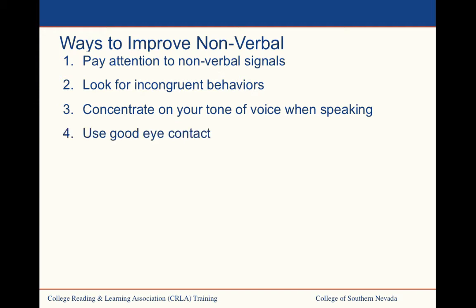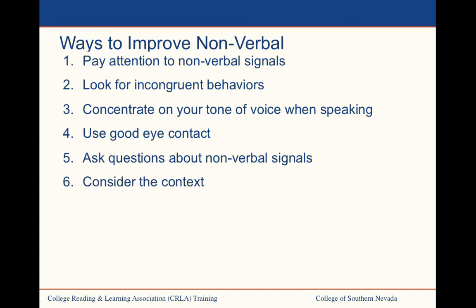Eye contact is very important. It will help you catch those nonverbal messages. It also lets the student know that you care about them and are paying attention. If you're not sure what someone means based on their nonverbal signals, you can certainly ask for clarification. The context or the situation in which the message is sent can affect the message, so be aware of that. Also, you need to be aware that signals can be misinterpreted, so clarification, as I said before, may be necessary.